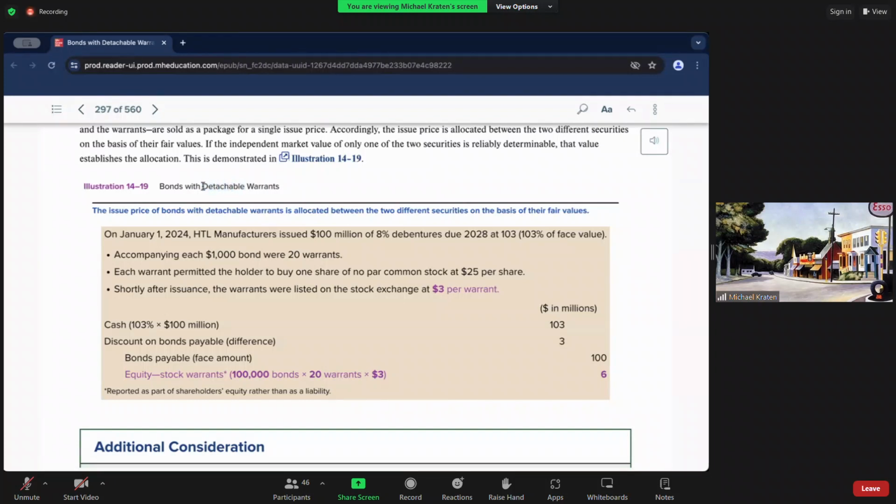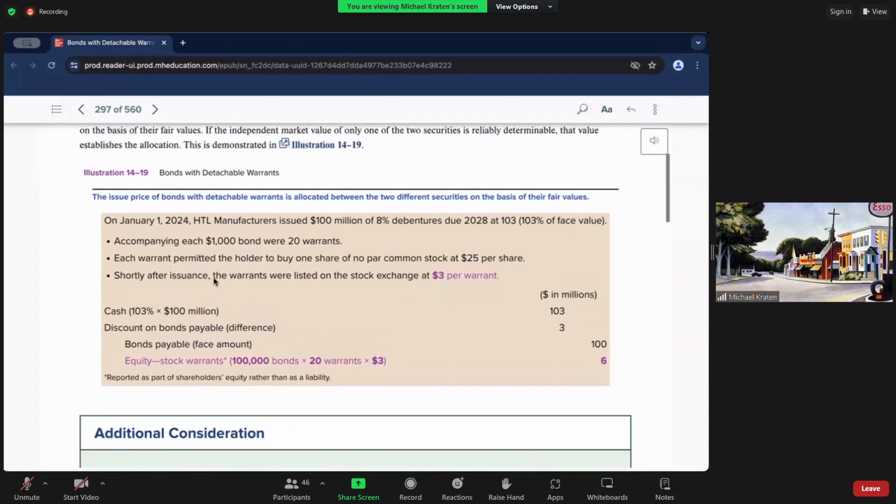Okay, any questions about that? Okay. How does the accounting work? Actually, not that complicated at all. First of all, I am getting $103 of cash. This is the lender. Debit cash of 103.